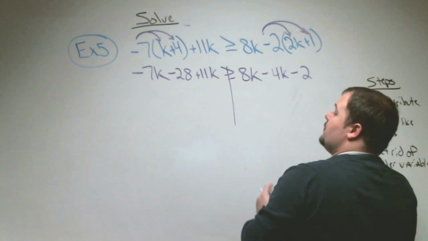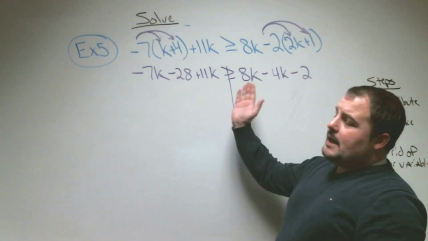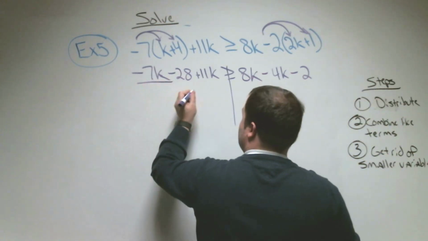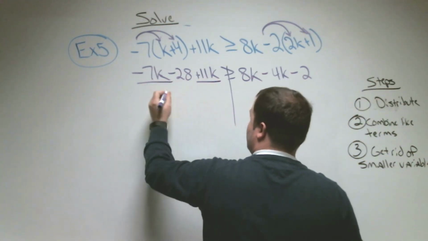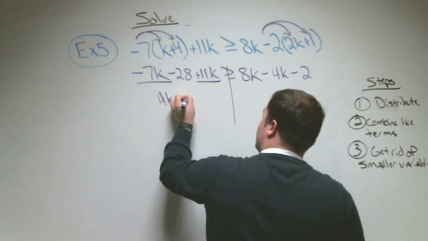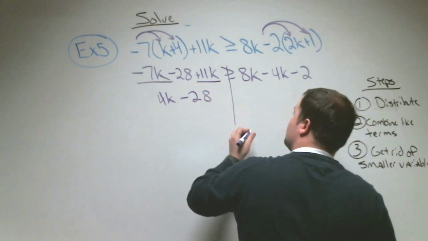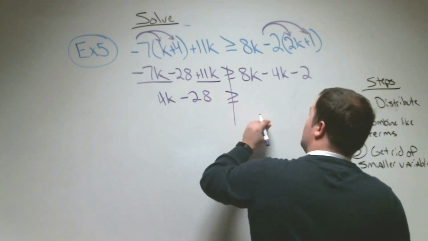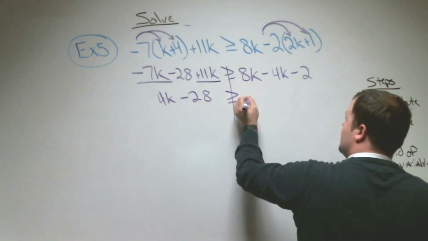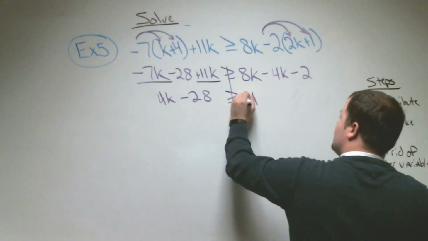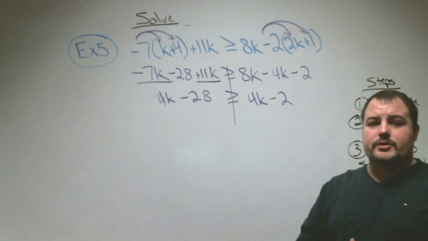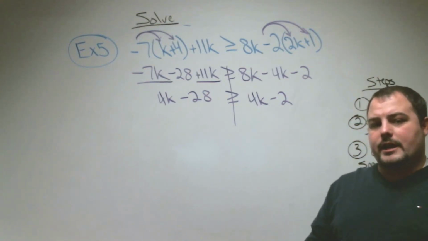I'm going to draw a line through my inequality sign, and I'm going to combine like terms. So on the left side, I see that a negative 7 and a positive 11 can go together, and that is going to be a positive 4k. So we have 4k minus 28 is greater than or equal to, now I can do these, 8k minus 4k, because they both have k. 8k minus 4k, that's 4k minus 2. So here's what we're going to be looking at.